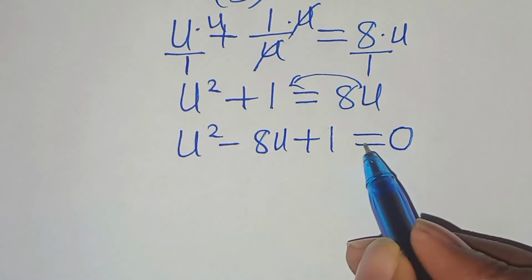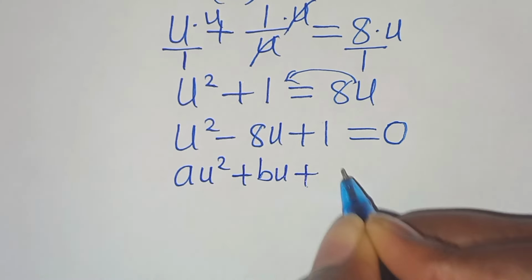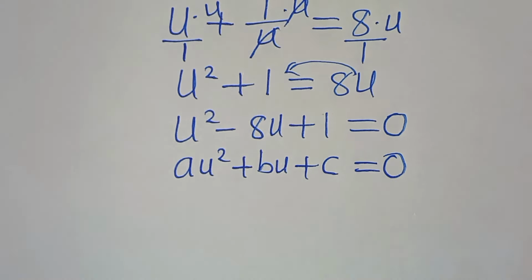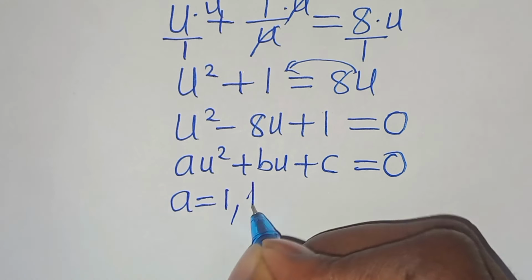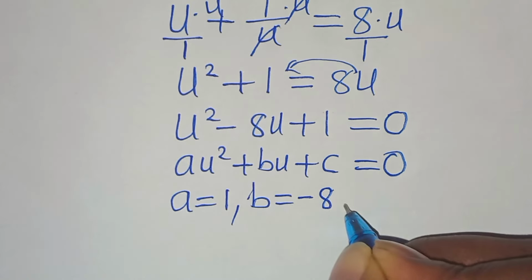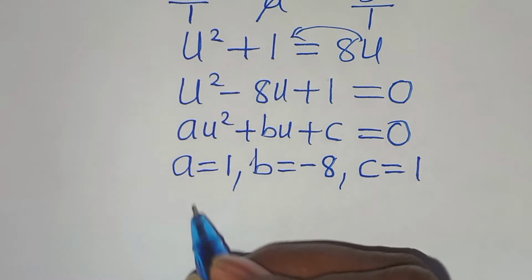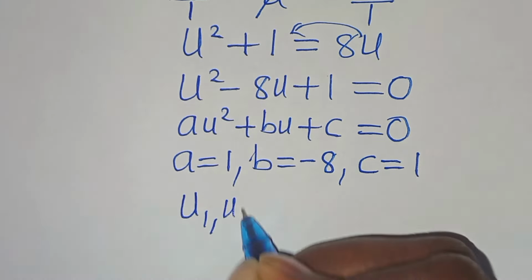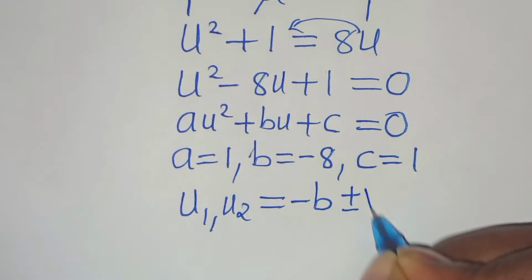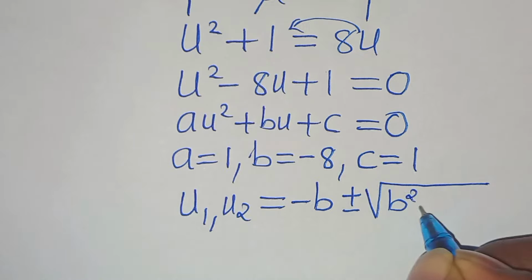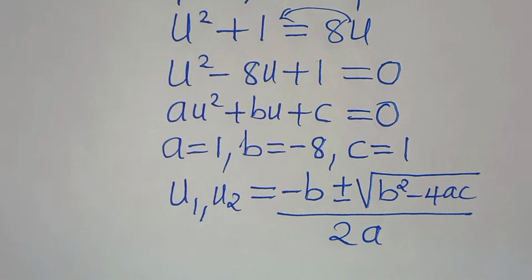So this is a quadratic equation of the form au squared plus bu plus c equals 0. From this equation, we have a equal to 1, b equal to minus 8, and c equal to 1. So for u1, u2, we apply the quadratic formula, which is minus b plus or minus the square root of b squared minus 4ac, everything divided by 2a.